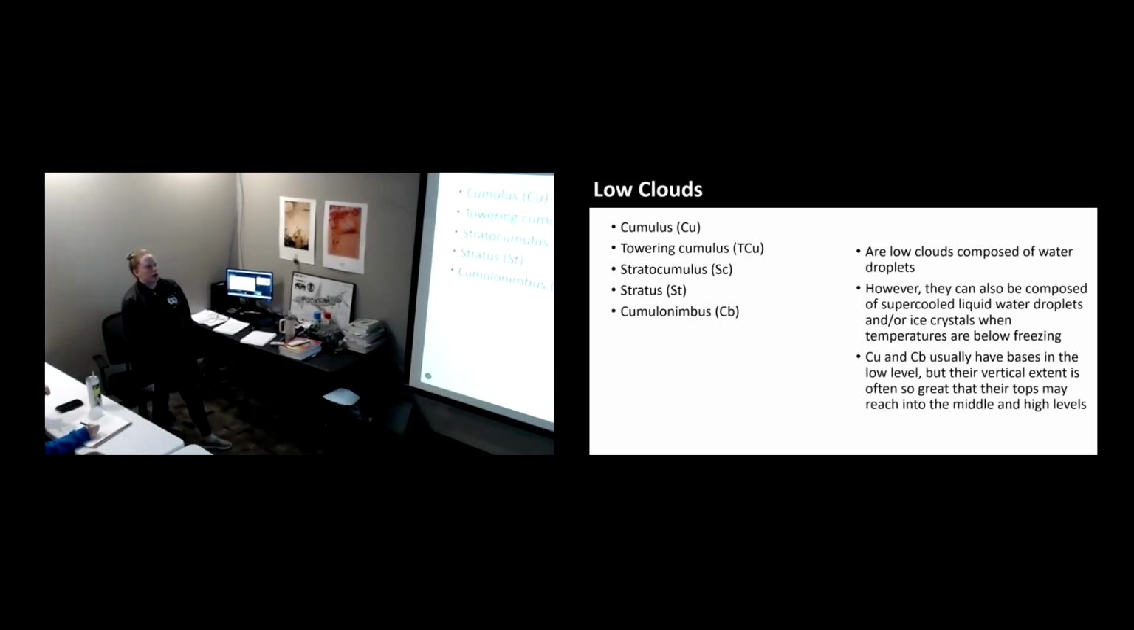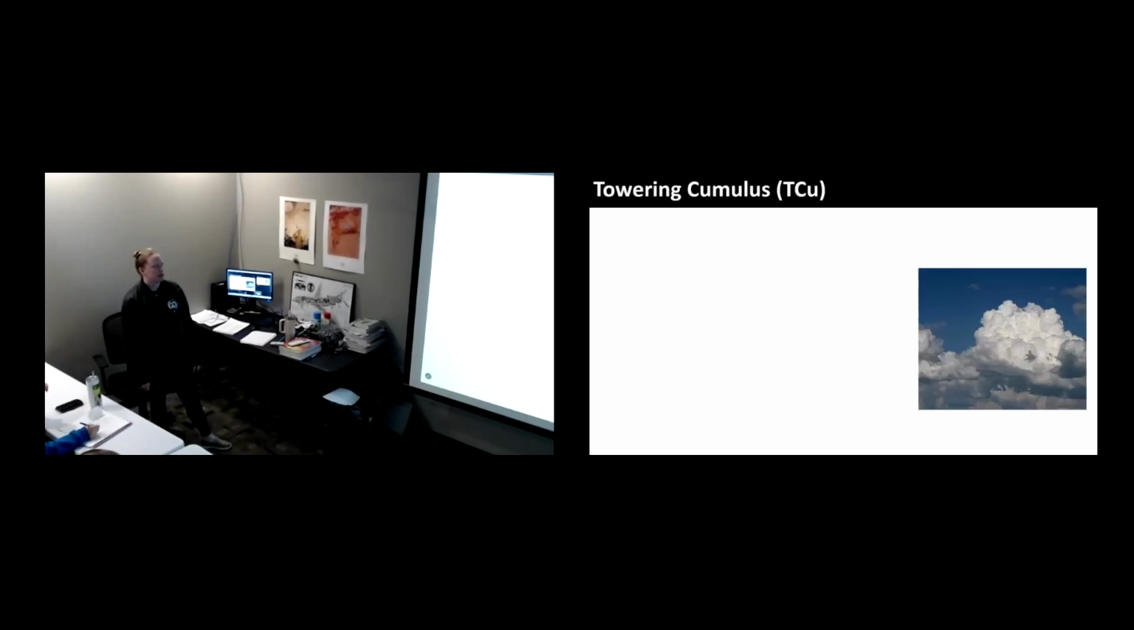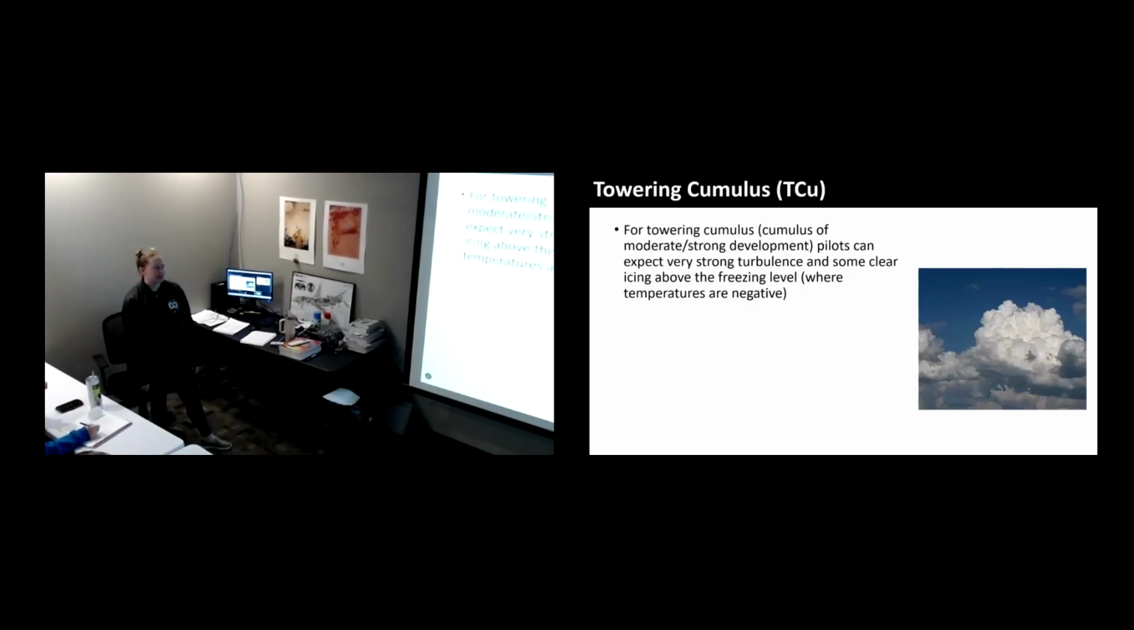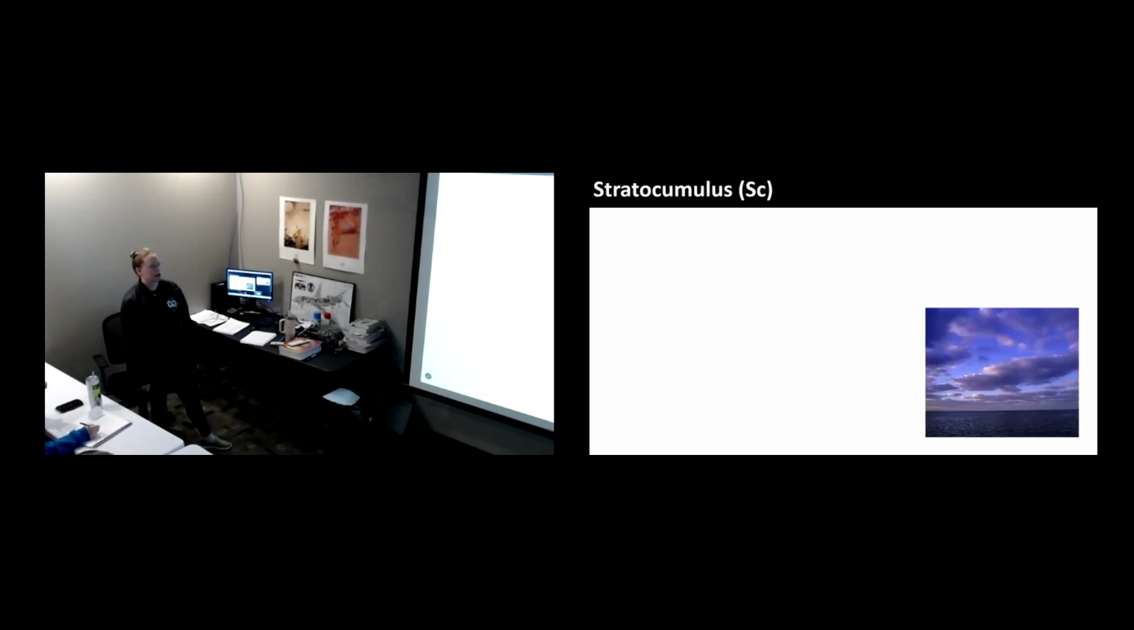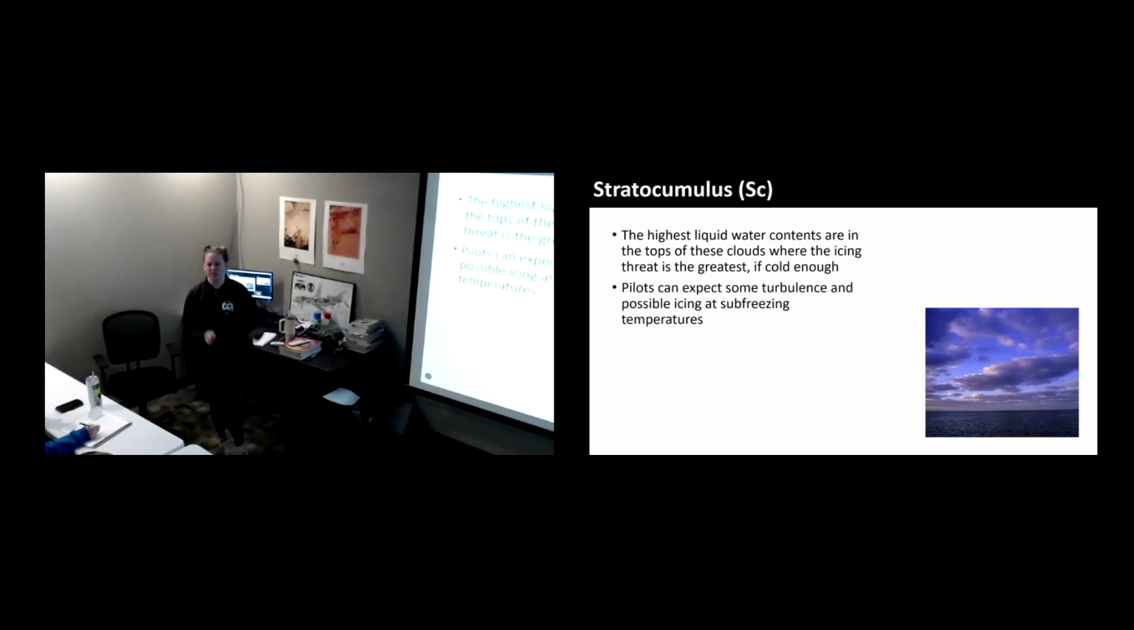They are composed of water, however, they can have ice in them. Cumulus, those puffy clouds we talked about. Towering cumulus, you guessed it, it's a cumulus cloud, but it's towering. Stratocumulus, highest liquid water contents are in the tops of the clouds where the icing threat is the greatest. You won't be quizzed on this one. I don't think I've ever dealt with a stratocumulus cloud on my written test. The main ones are your stratus, your cumulus, and your cumulonimbus clouds.